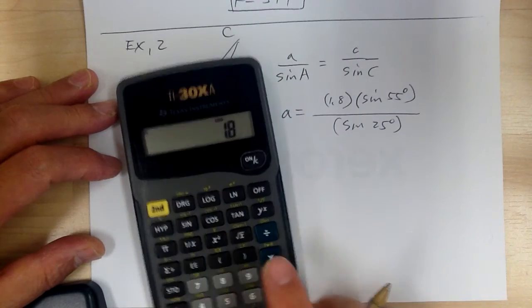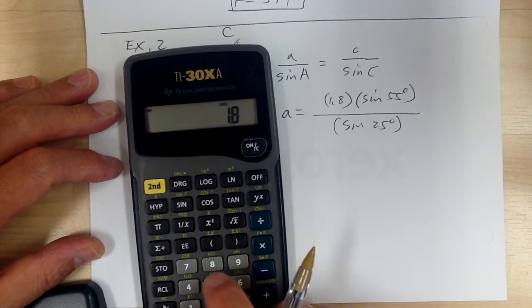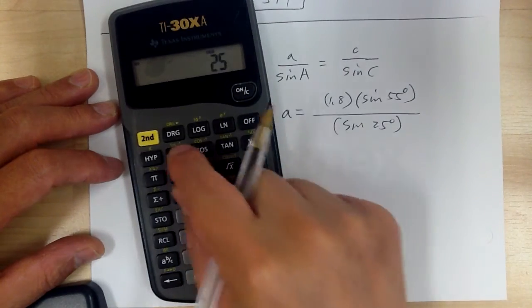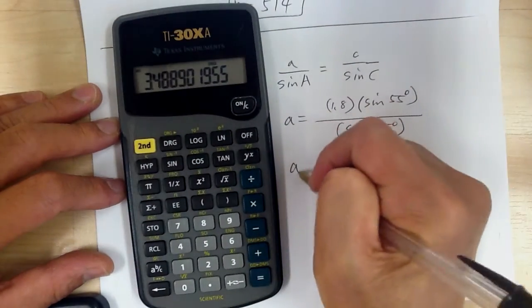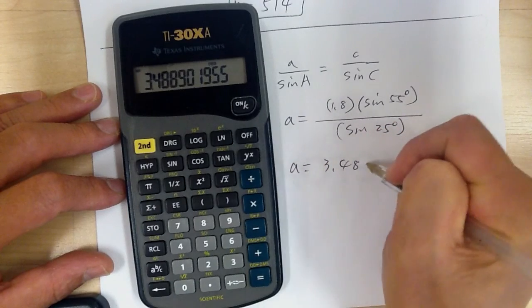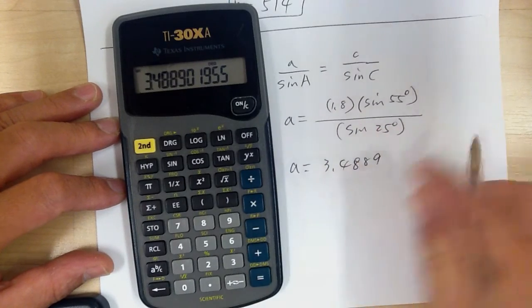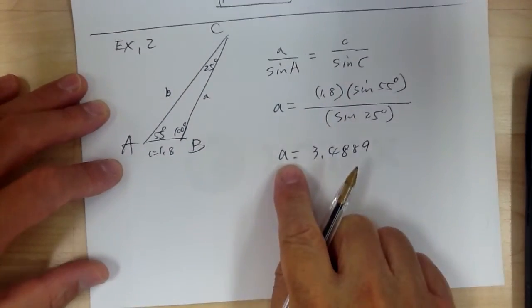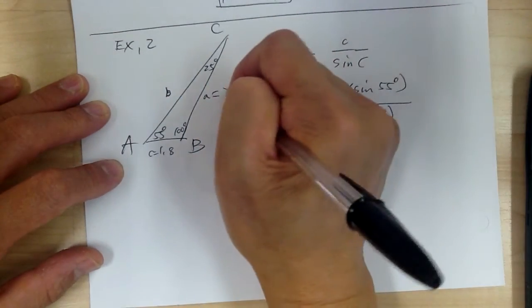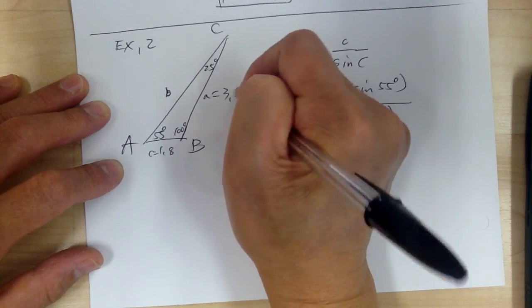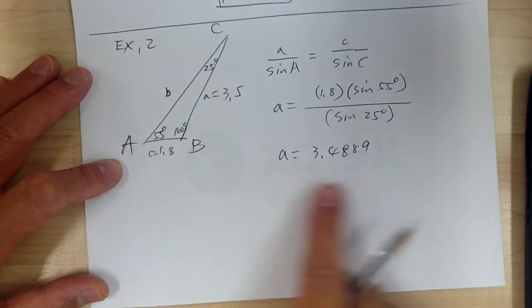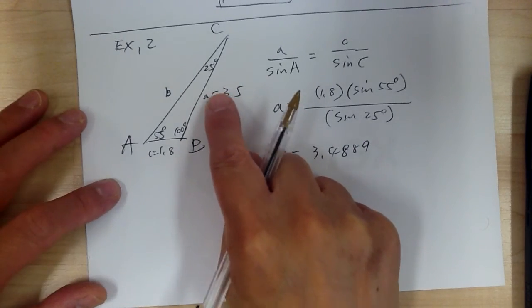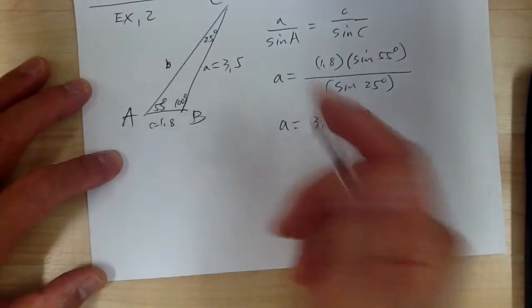So 1.8 times sine 55 equals, divided by sine 25 equals. So a equals 3.4889. Again, I keep extra digits just to be more accurate. So once I find a, again I write 3.5, but when you calculate, you want to use extra digits. So now you got 3 letters, right? You know the a, you know the c, you know the B. So now you can find your area.